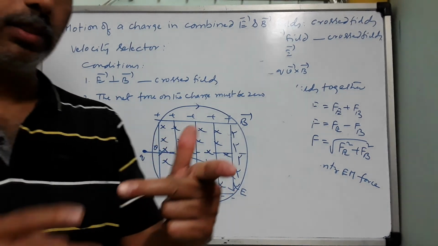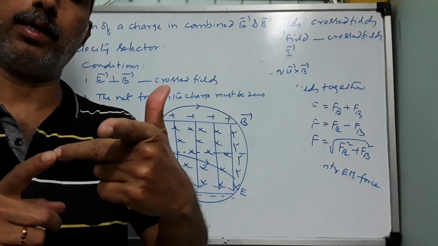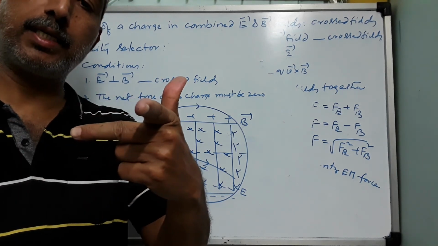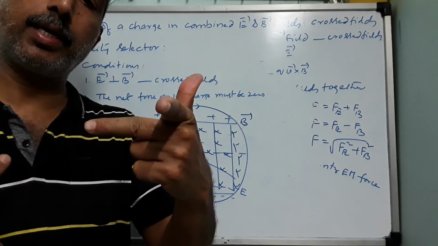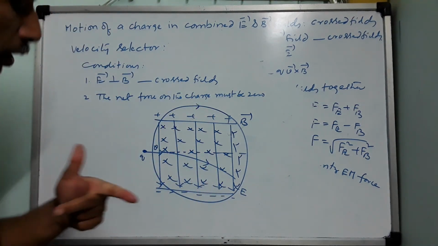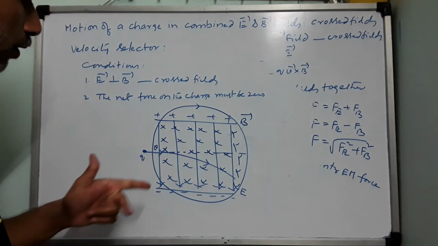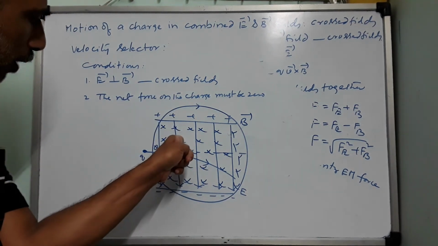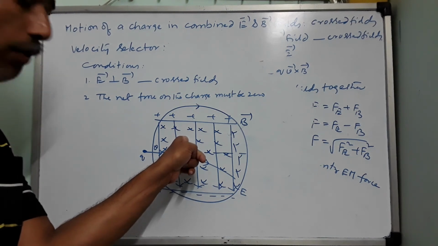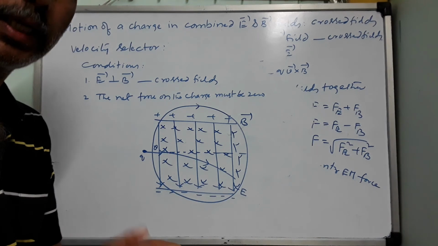So stretch the first three fingers of left hand in such a way that they are mutually perpendicular. Forefinger points in the direction of field, central finger points in the direction of current, thumb points in the direction of force. Now how is my magnetic field? This is my forefinger. Magnetic field is going into the plane of the board. So like this, my forefinger should go into the plane of the board. Now what is my central finger? Central finger is the velocity, current.